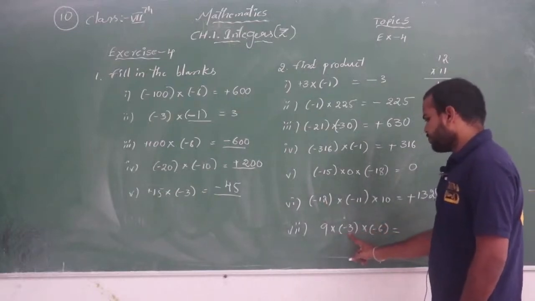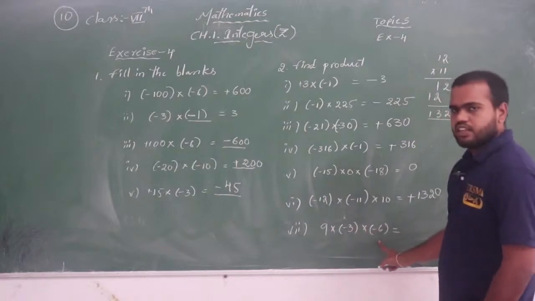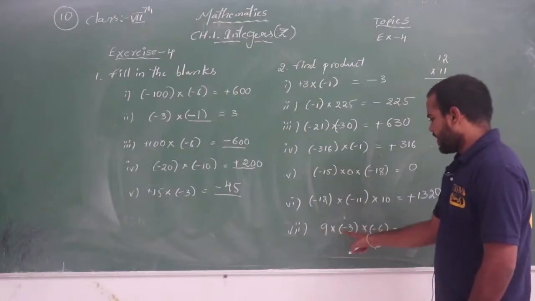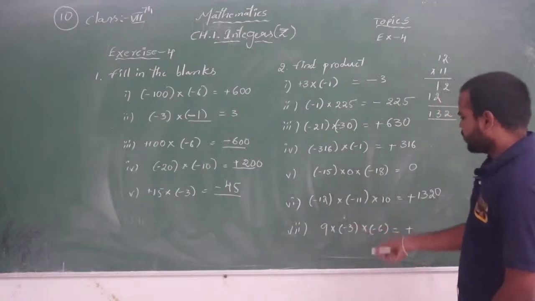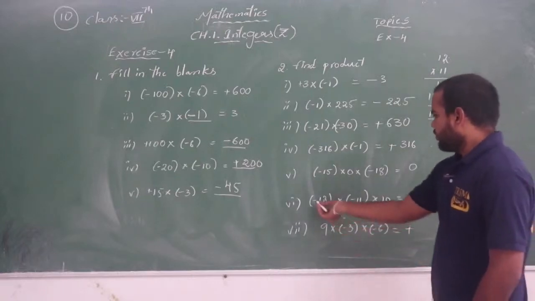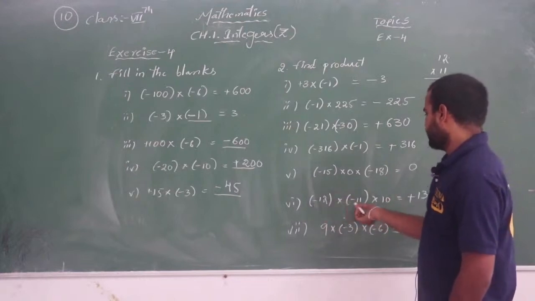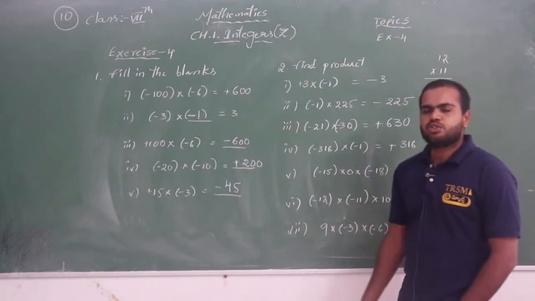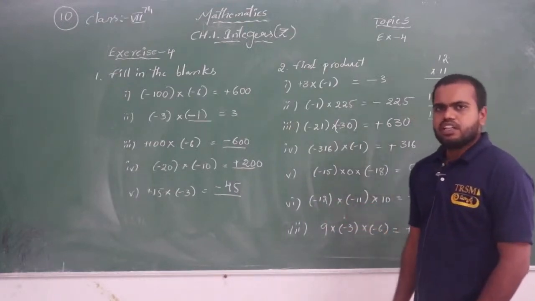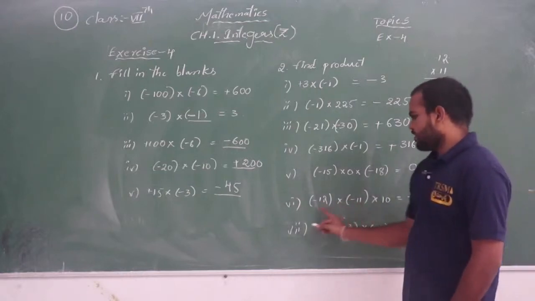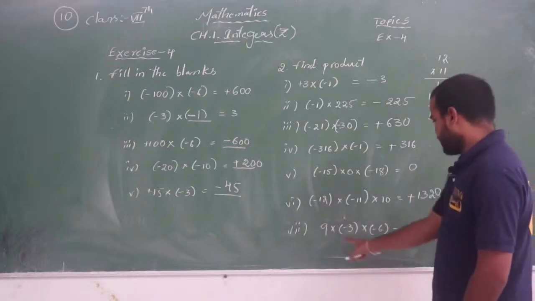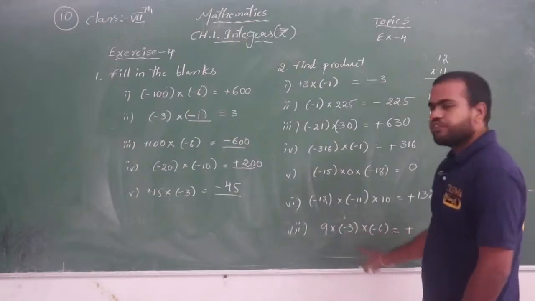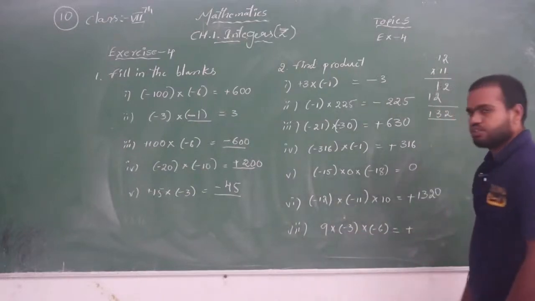So 9 into minus 3 into minus 6. First, plus into minus is minus. Then minus into minus is plus. You can also remember it like this. See here, we have 2 negative integers. 2 means what? It is an even number. So if we have an even number of negative integers in the product, we get a positive. Same here also, we have 2 negative integers, so the product will be plus only.